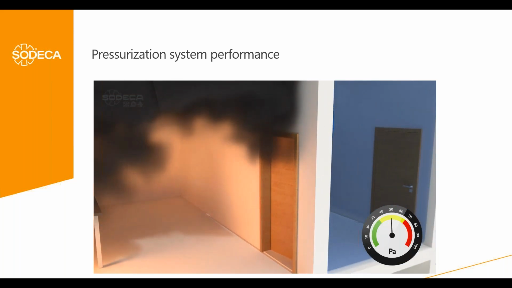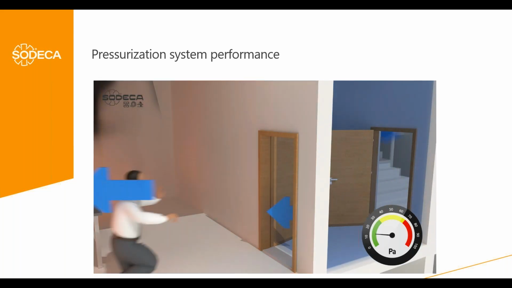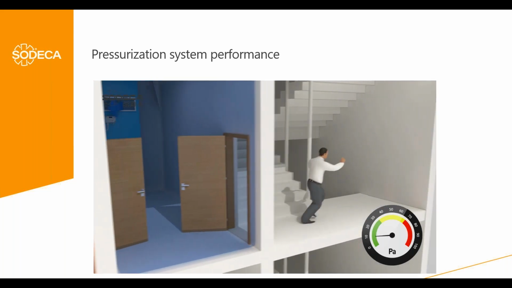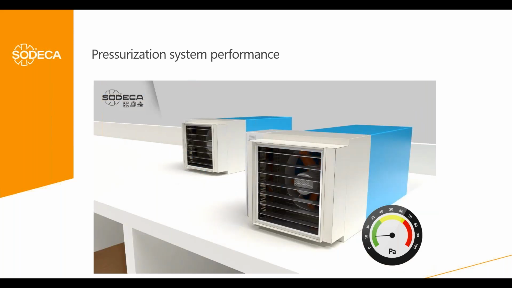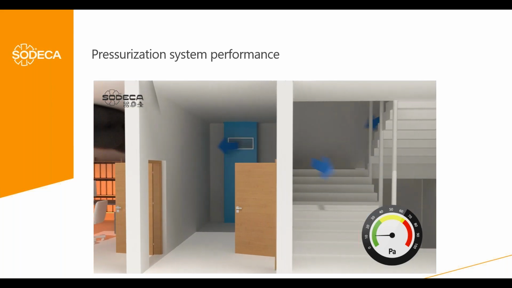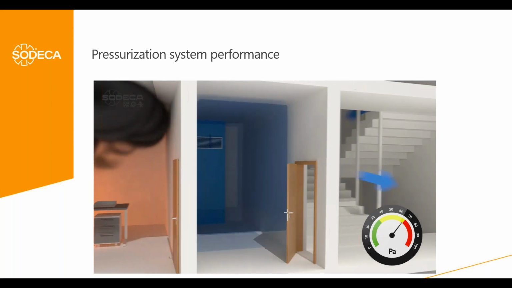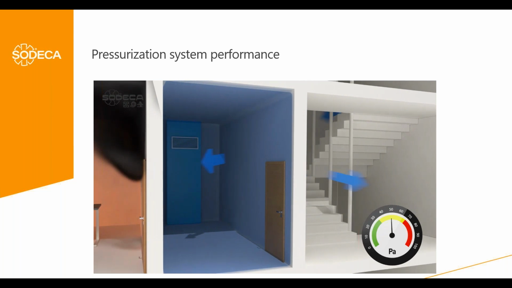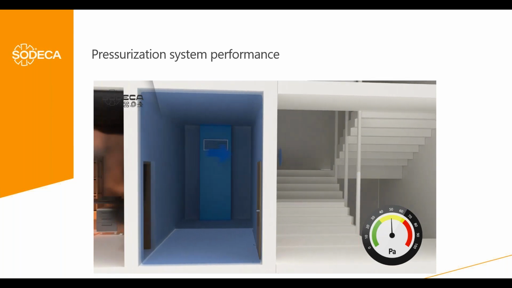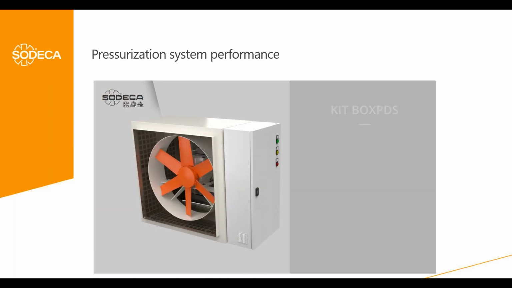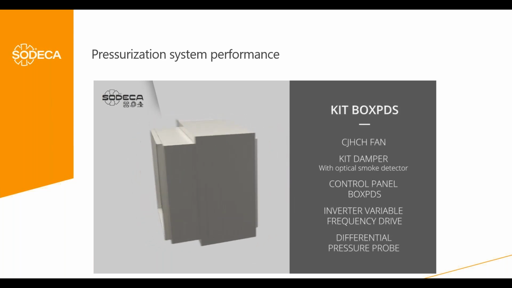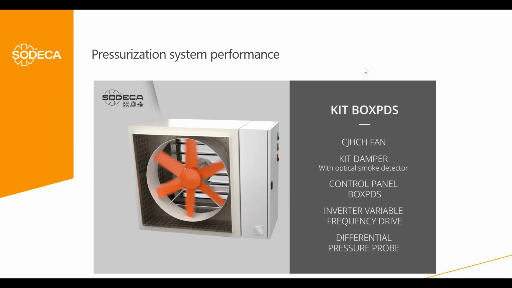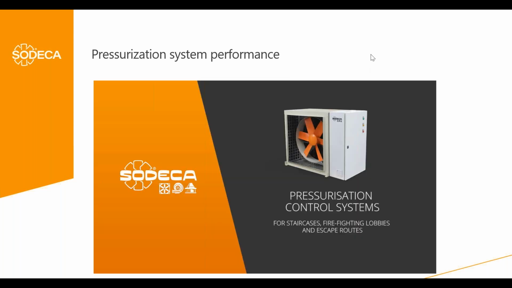But when the door is open because someone has to evacuate, then it's not possible to maintain this level of overpressure. The overpressure decreases, but we need to increase the airflow very quickly to provide enough airflow to avoid the smoke going again into the staircase. When the door closes, we have to modulate the airflow again, reduce it to maintain the overpressure control at 50 pascals. This is our kit box PDS that we will use to make this control.